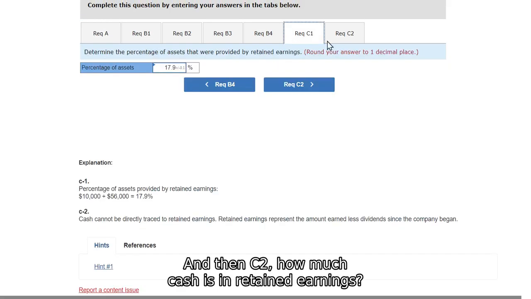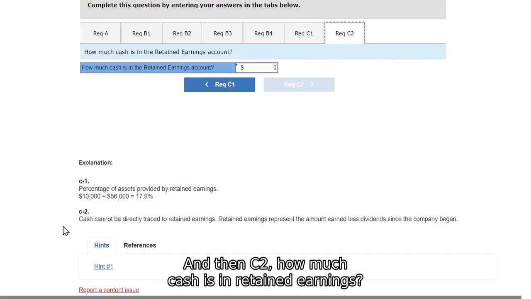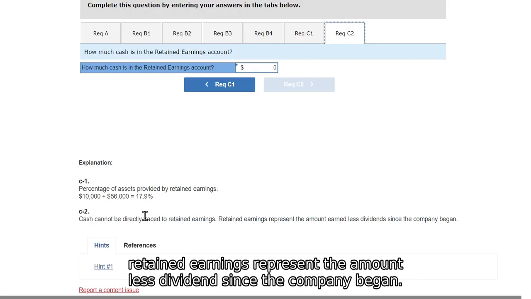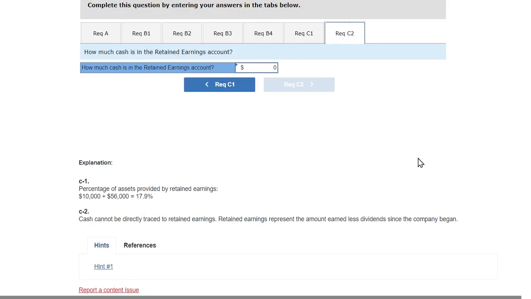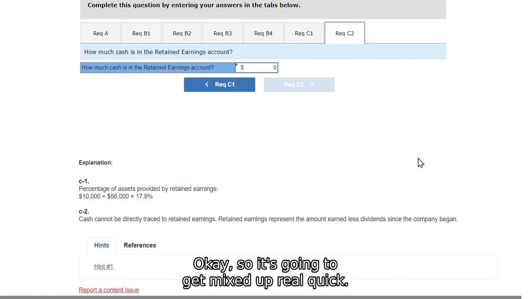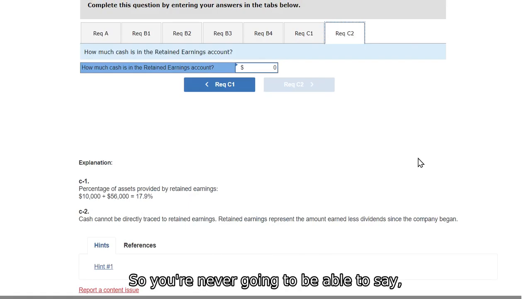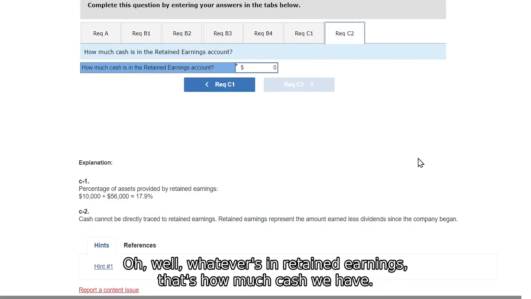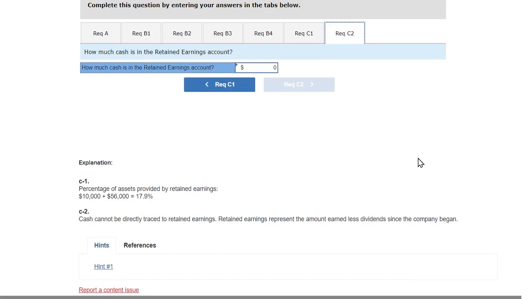And then C2, how much cash is in retained earnings? Cash cannot directly be traced to retained earnings. Retained earnings represent the amount less dividends since the company began. So it's going to get mixed up real quick. So you're never going to be able to say, oh, whatever's in retained earnings, that's how much cash we have. No, no, no.